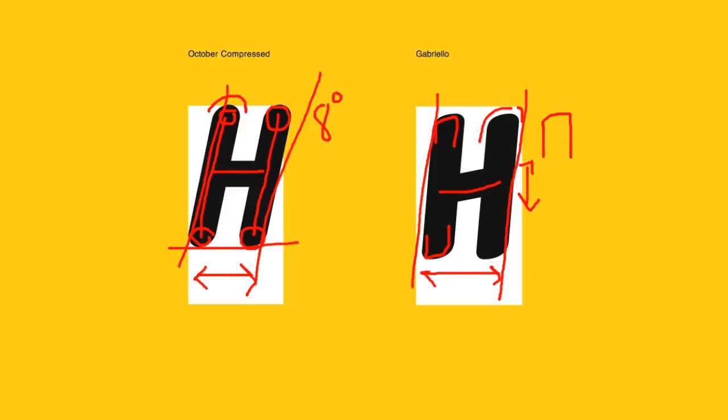Maybe we'll say probably like 8% skew on October. Gabriello is way less on its left-to-right skew, probably only like 2 degrees. It's a very small amount, but it's compensated for with this top-down, up-down skewing as well, which still gives it this sense of italicizing.